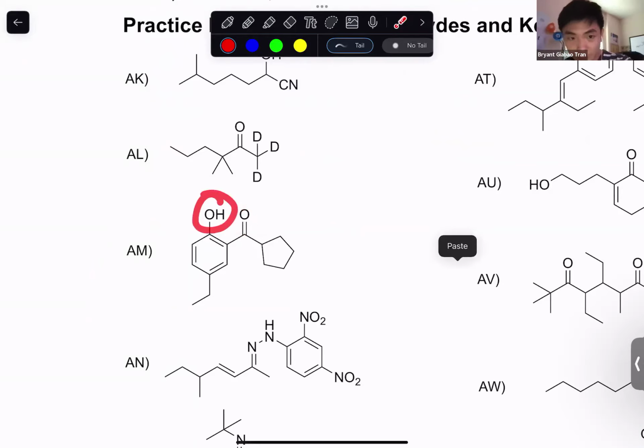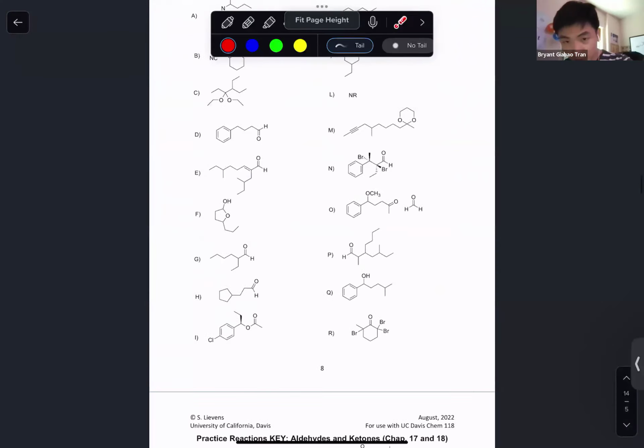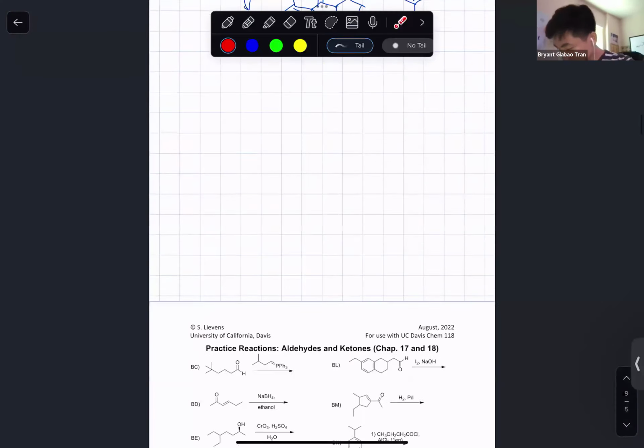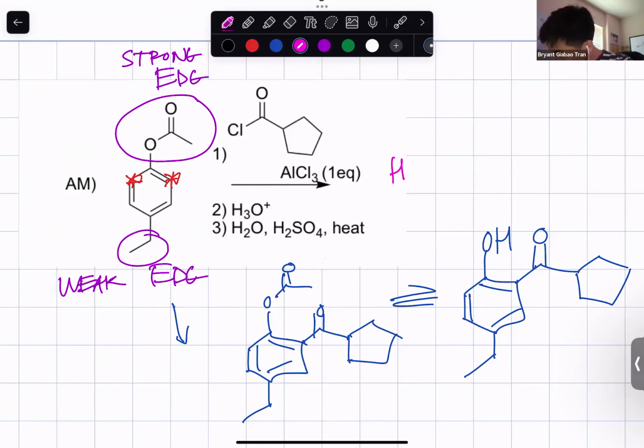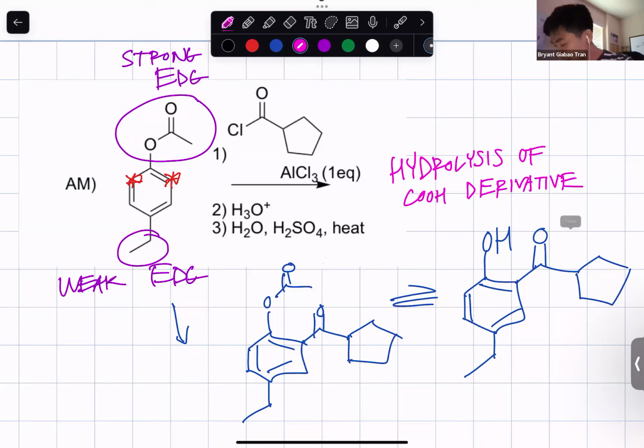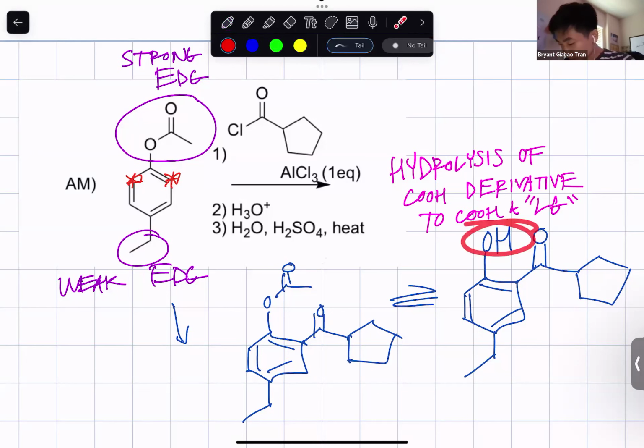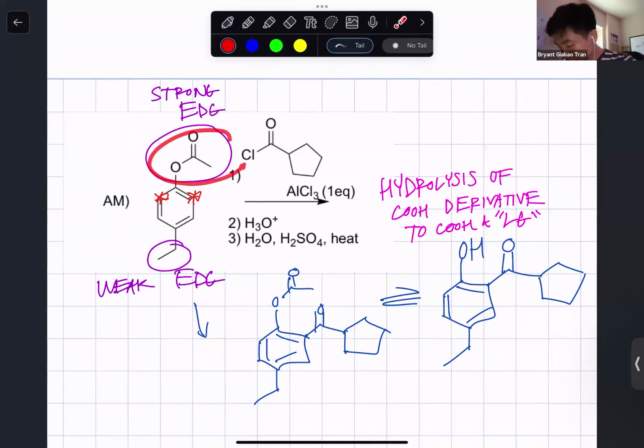This one right here, I don't know why that was on this practice worksheet. Converting an ester into an alcohol is a 118C reaction. That's a hydrolysis reaction. Hydrolysis of a carboxylic acid derivative, like an ester, for example, back into the carboxylic acid and the leaving group. In this case, the leaving group is the alcohol. So whenever you see this ester here with acid, water, and heat, that's gonna get hydrolyzed into alcohol.